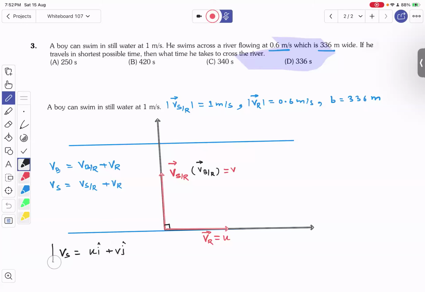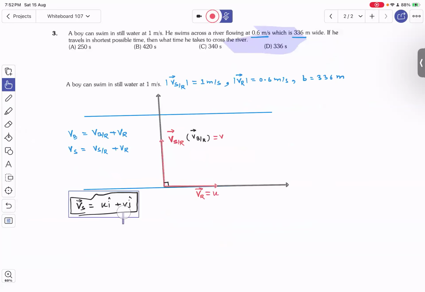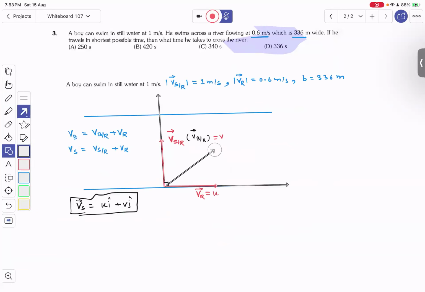Now once you get this, forget about this riverboat question. Think there's a particle moving with constant u along x, and moving with constant velocity v along y. So it is just a pretty simple question of a particle moving with some constant velocity along this direction, which is given by the VS vector or VB vector. So basically he reaches maybe somewhere here. So the drift will be this much.